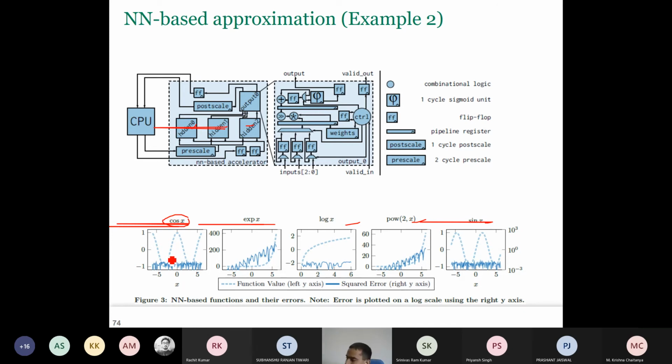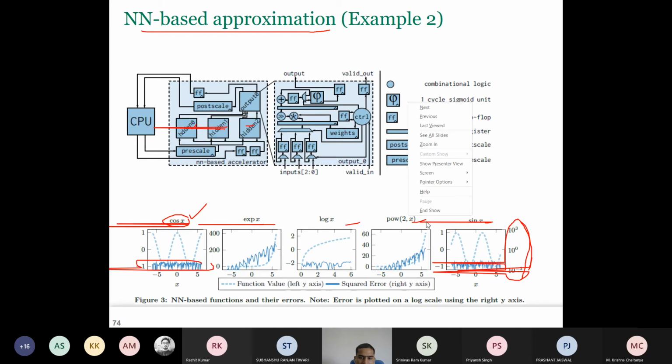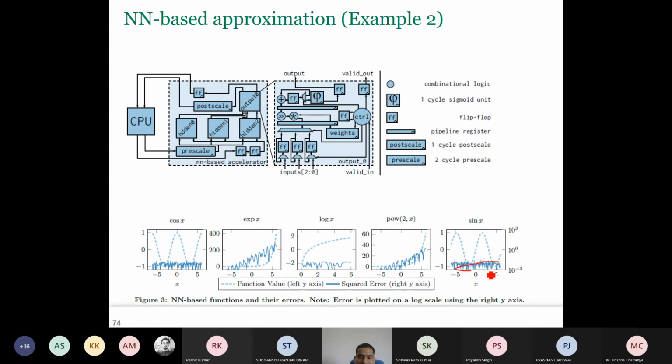But what is more interesting to us is what the errors are. This dotted line is the function value, and the squared error is on the right y axis, from 10 to the power 3, 10 to the power 0, to 10 to the power minus 3. This error is shown here with this continuous line. So for modeling cos x, this is what the approximation looks like, and the error is very, very small. For modeling sine x, again, the error is very, very small.